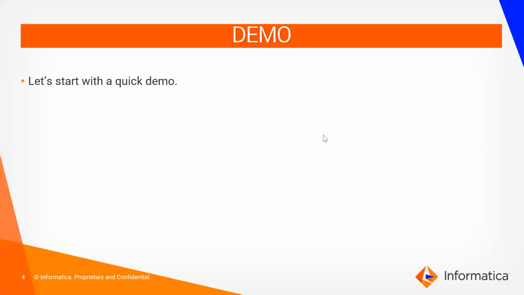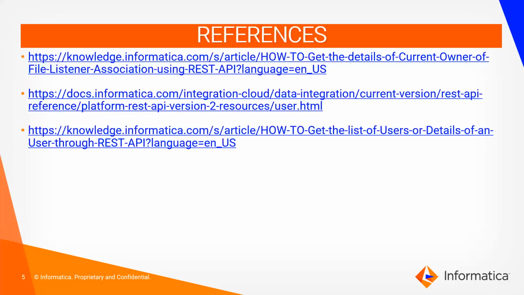So in this way, you can get the file listener association owner's user ID as well as the username, and you can verify whether the associated owner is enabled or disabled in the administrator page. Now the references for you: you can go through this KB article, how to get the details of the current owner, which talks about the same steps. And also, if you want to see the REST API versions, which I talked about, versions 2, 3, you can see this. And also how to get the list of users when you pass a user ID, you can see this one.